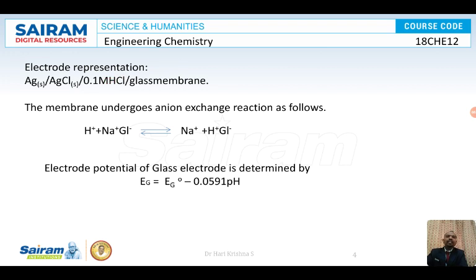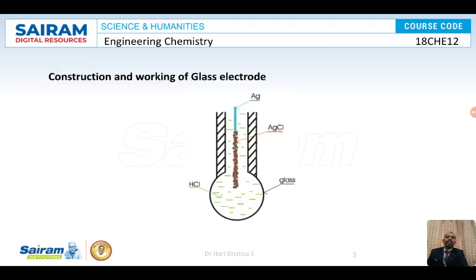Ion exchange reaction occurs across the membrane. So the H plus ions present inside the bulb will get exchanged with the H plus ions present outside the bulb. The H plus ions present inside the bulb, you know the concentration, it is 1 molar concentration. The H plus ions present outside the bulb are of unknown concentration. Therefore, there will be exchange of H plus ions through the glass membrane.